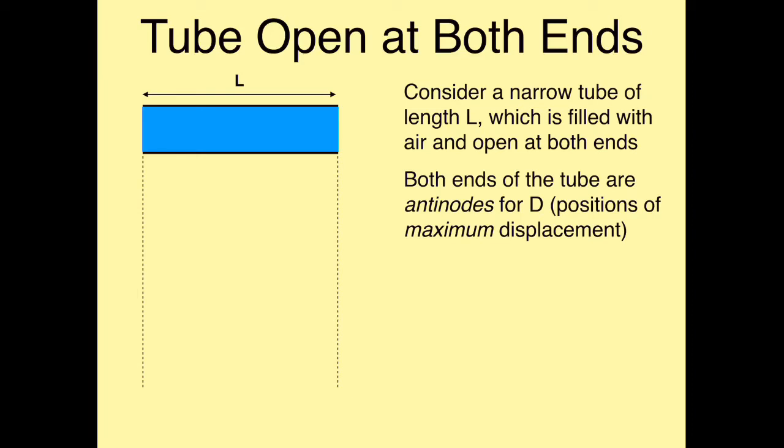So what we have to do is consider what kind of standing waves can I get that have antinodes at this end and at this end?